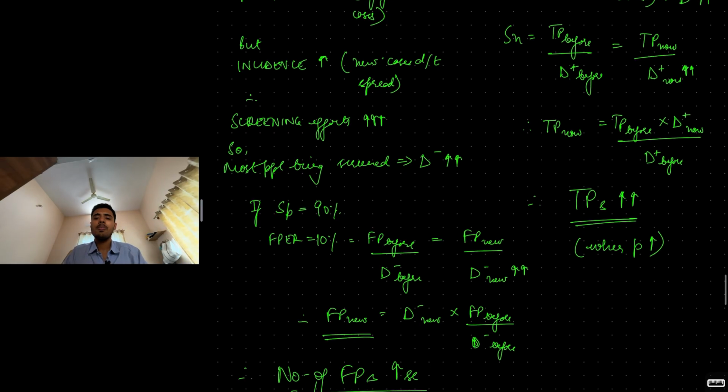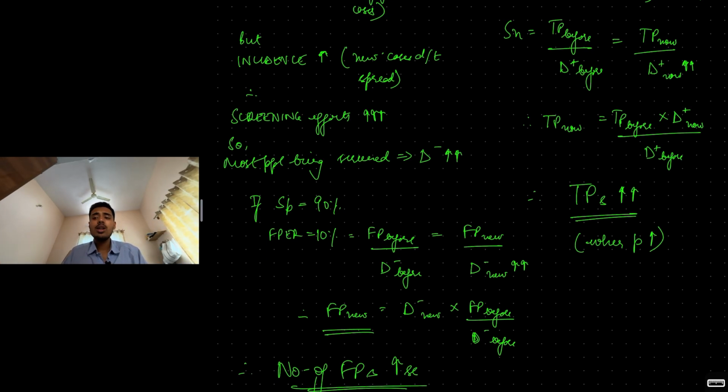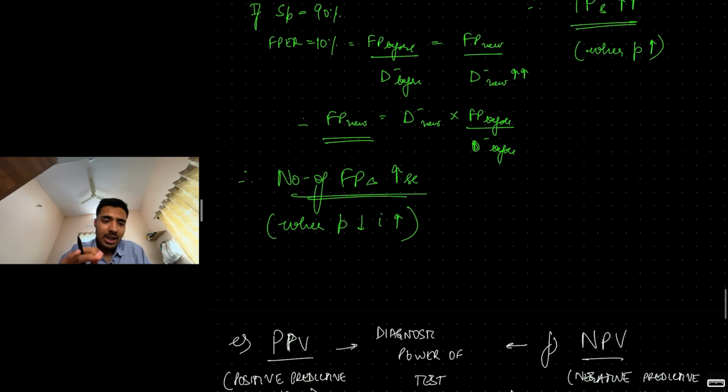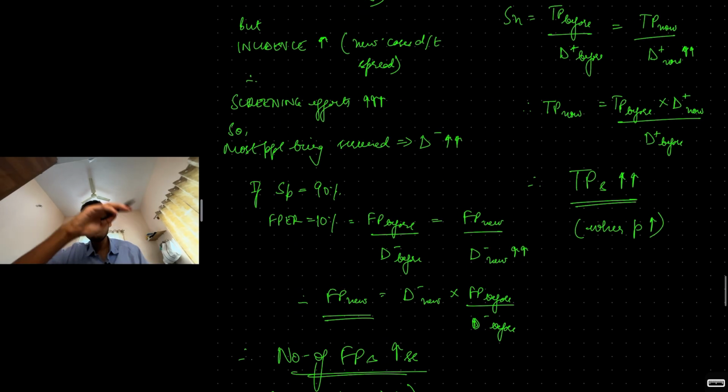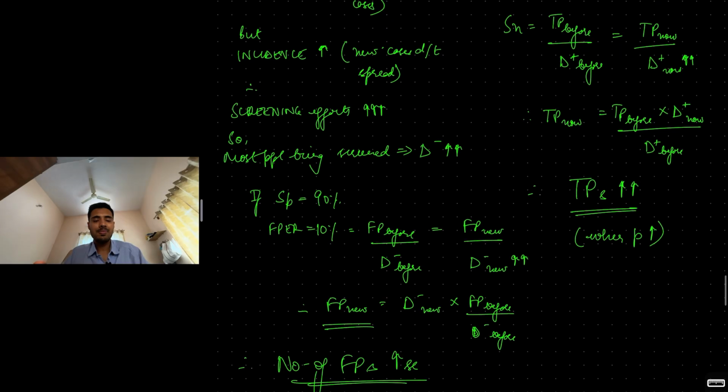Understood? So when the prevalence is high, true positives increase. Important. Even in an epidemic, when the prevalence is lower, the rarer the disease, even if it has a higher incidence, then the false positives will increase, and the more common a disease is, the screening test will produce more true positives. Okay, this is a bit of a weird thing.